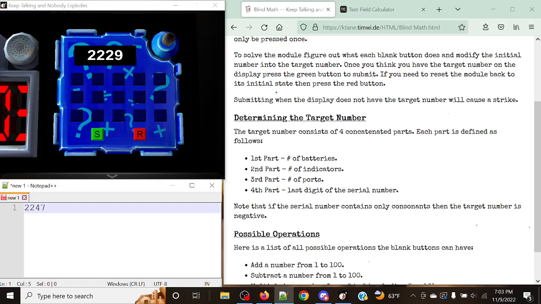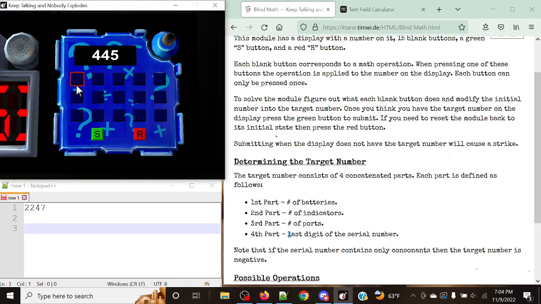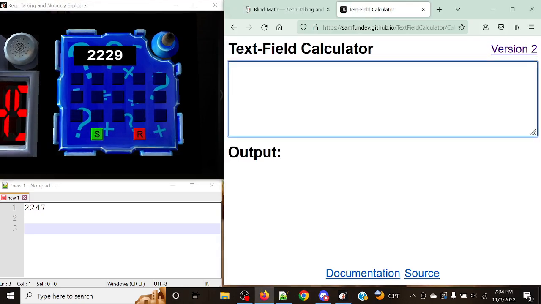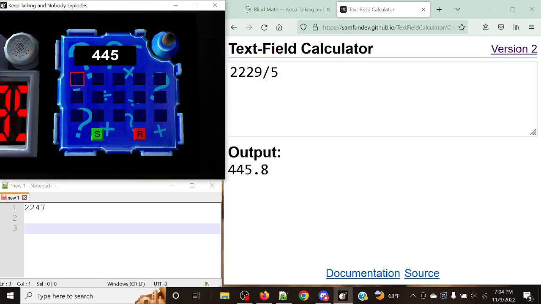So now let's figure out what each of these buttons do. And if we ever happen to run into the case of 2247, all we simply need to do is submit the module at that point. So let's take a look. That takes us to 445. That is a big number. So 22229. It likely is either a divide by 5 case or divide by 4. In this case, it is a divide by 5. It goes to 445.